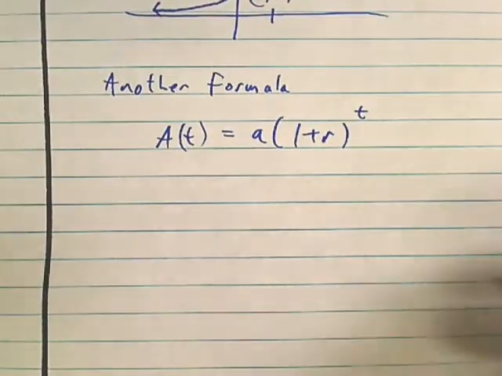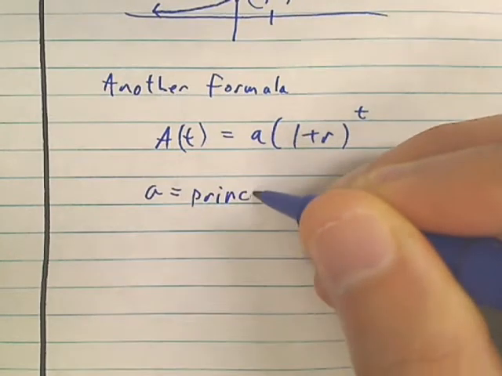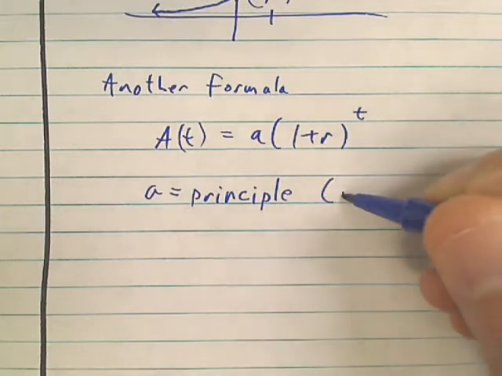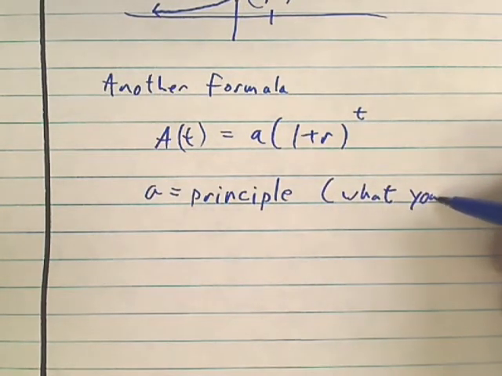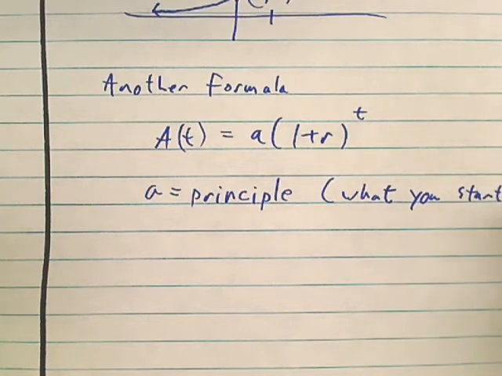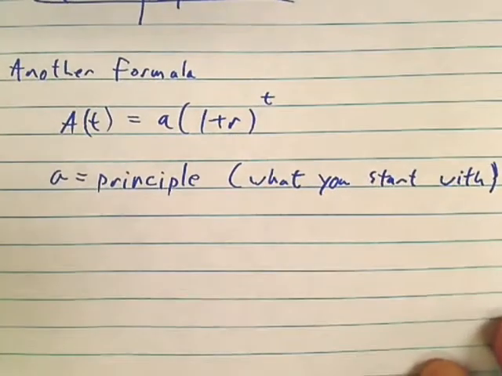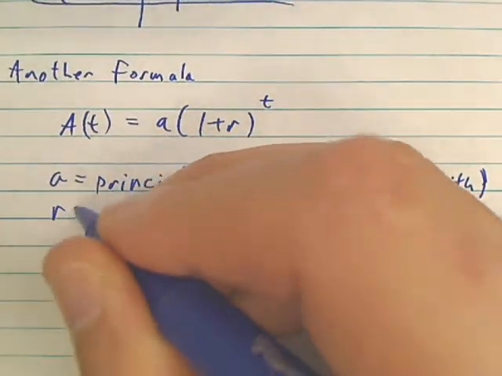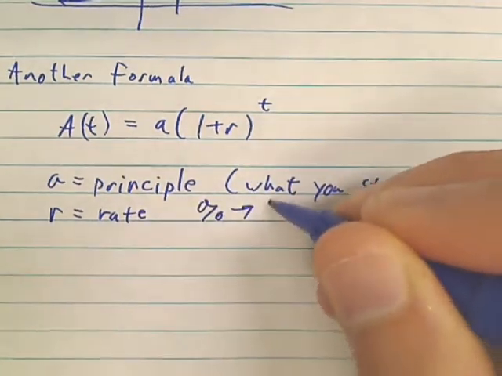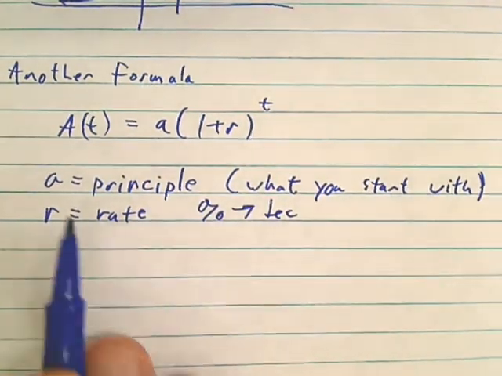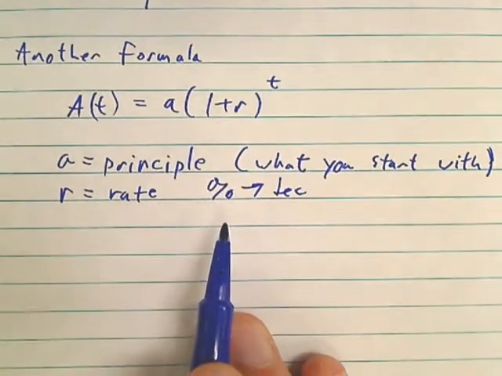And what values do we plug in here? A is the principal. It is what you start with. When you get out a loan, the principal is the amount you take out, what you start with. R is the rate, and make your percentages into decimals. Move that decimal point 2 times.